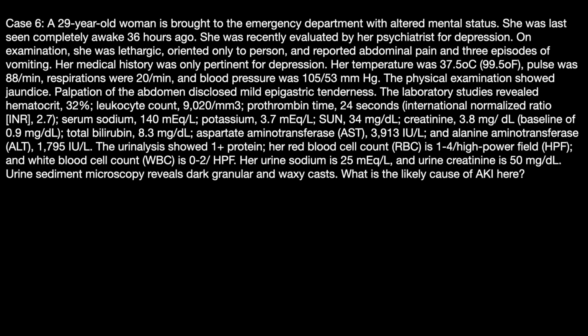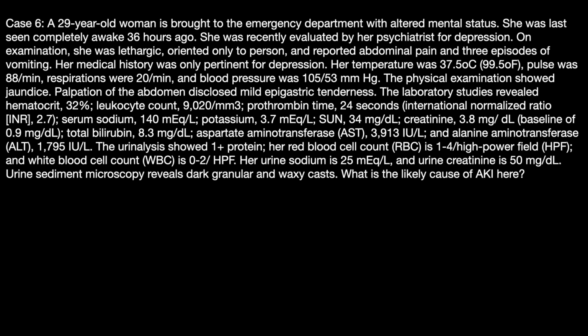Her medical history was only pertinent for depression. Her temperature, pulse, respiration and blood pressure are normal. Physical examination showed jaundice. Palpation of the abdomen disclosed mild epigastric tenderness. Labs reveal a hematocrit of 32%, leukocyte count of 9,000, prothrombin time of 28, INR of 2.7, sodium of 140, potassium 3.7, urea nitrogen 34, creatinine 3.8.